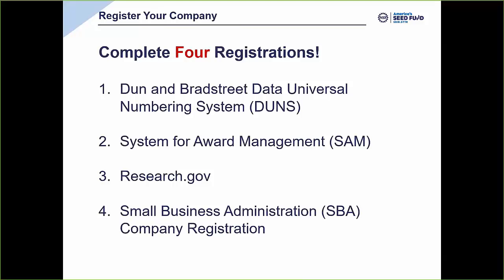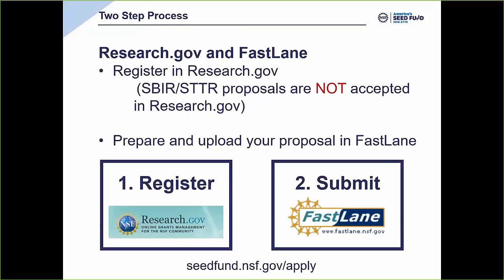As I've mentioned, there are 4 registrations. This is the DUNS registration, the System for Award Management, SAM, research.gov, and the Small Business Administration Company Administration. Some of these have a bit of a lead time, so again, good to get on it early on.